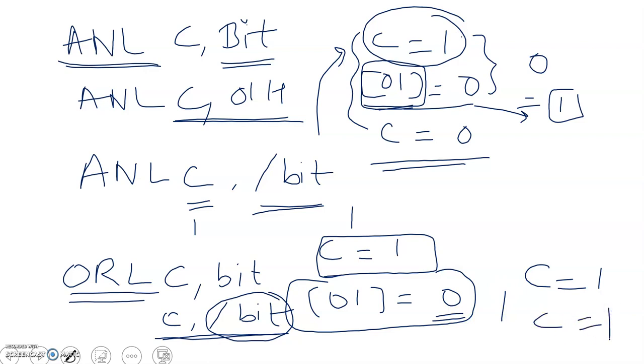So these are some of the Boolean instructions. We will see the jump instructions when we discuss the program branching instructions of the 8051 in the next lecture.